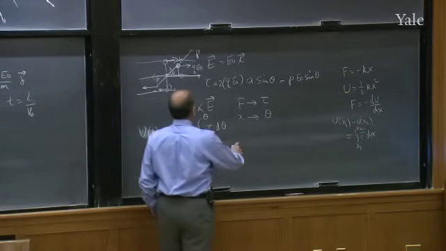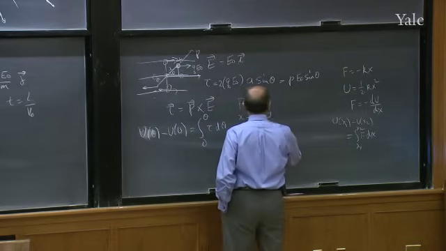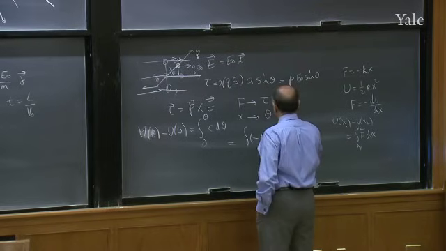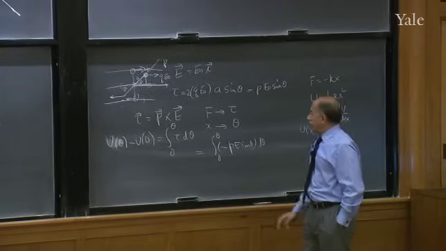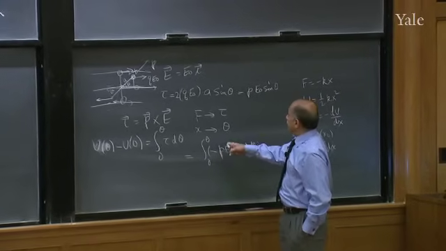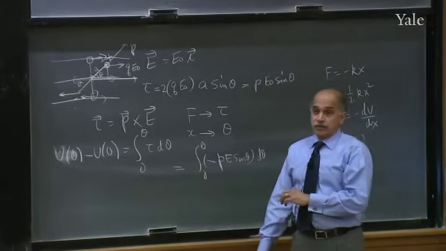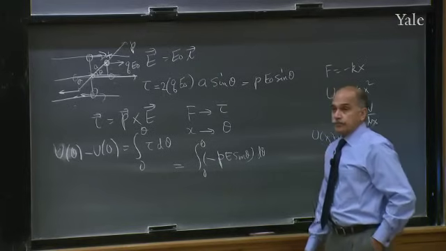Now, what is the torque? The torque is minus PE sine theta d theta from 0 to theta. There's a minus sign because if theta tries to increase, the torque tries to decrease it. That's why it has got a minus sign.